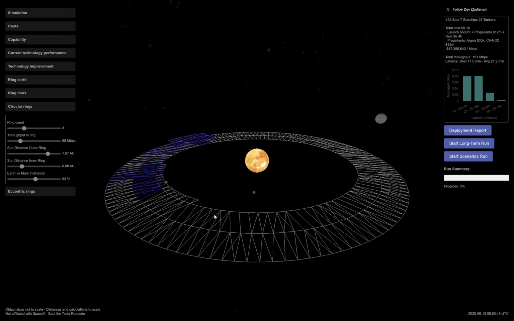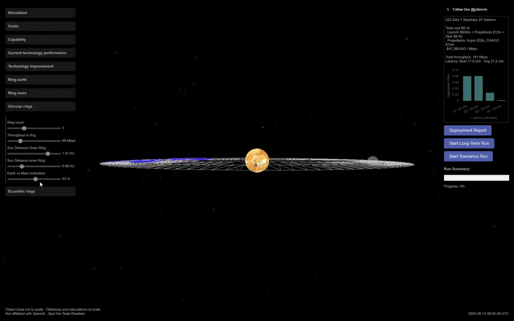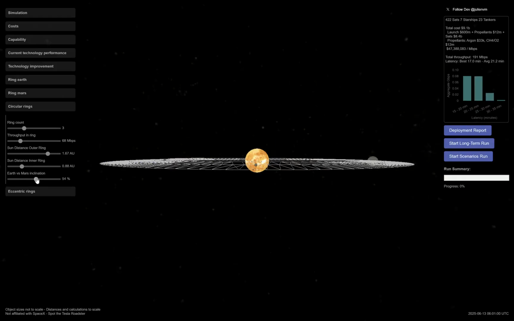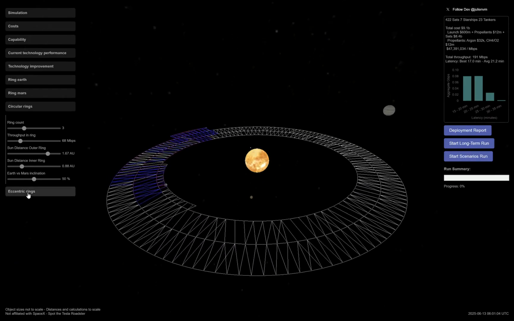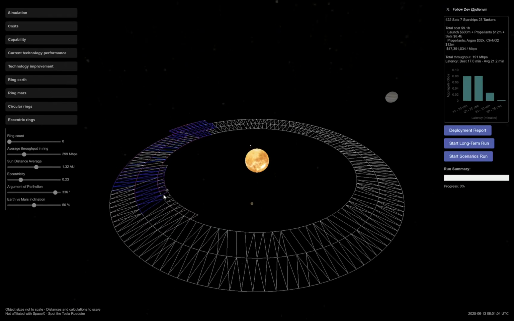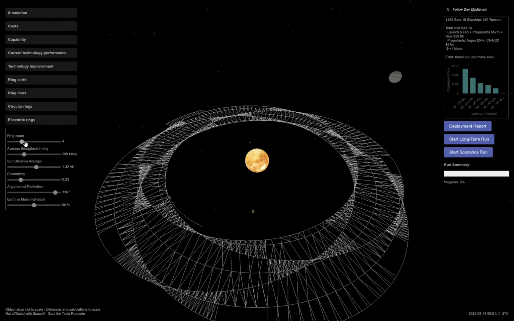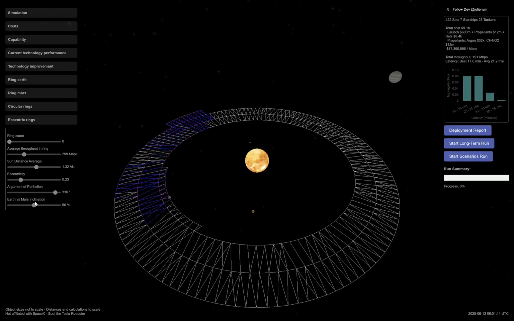And then you can also set the inclination, which you can see here. It will go closer to the Earth at 0%, equal at 50%, and closer to Mars at 100%. I like to keep it at 50. And the same goes with the eccentric rings, which we don't have here, but if we add them, well, that's eccentric rings that we can add with some relevant parameters to that.